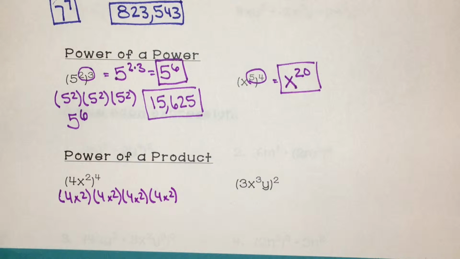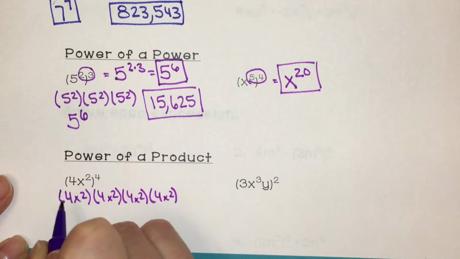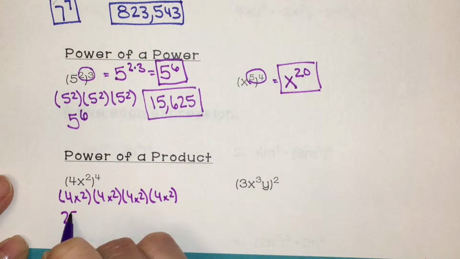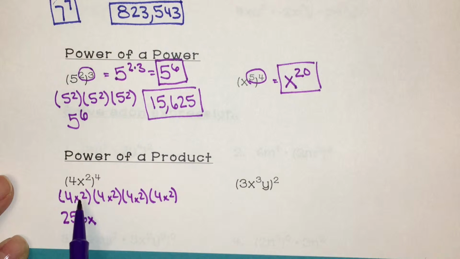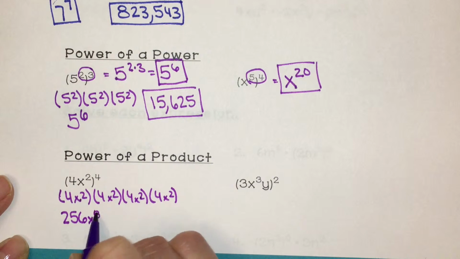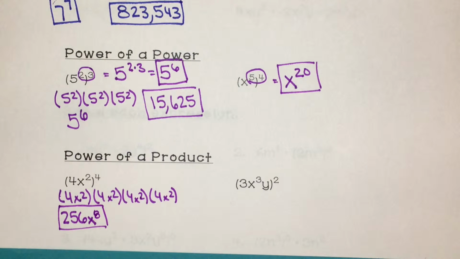Well, then we can go through and multiply. 4 times 4 times 4 times 4, which gives us 256. Then we have the x. Remember, when you're multiplying the base times itself, you add the exponents. 2 plus 2 is 4. 4 plus 2 is 6. 6 plus 2 is 8, so we have x to the 8th. Okay, but again, that could take a while to multiply out. So we're going to go to the trick.